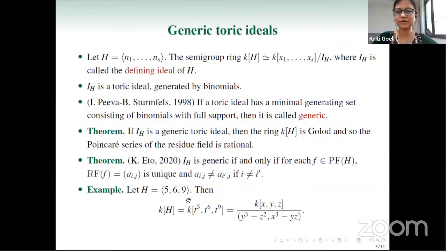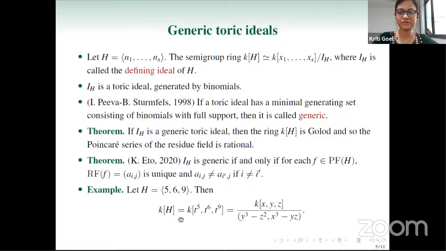So let's quickly look at the example we saw in the beginning. We have a numerical semigroup generated by 5, 6, and 9. We saw that the pseudo-Frobenius number here is 13. And we saw two different row factorization matrices which could be associated to that pseudo-Frobenius number. By the result of Ito, since we do not have uniqueness in particular, it should say that we do not have the generic nature of the toric ideal.